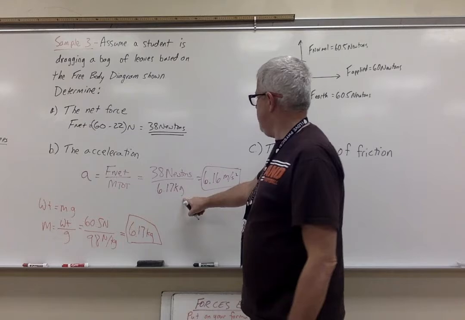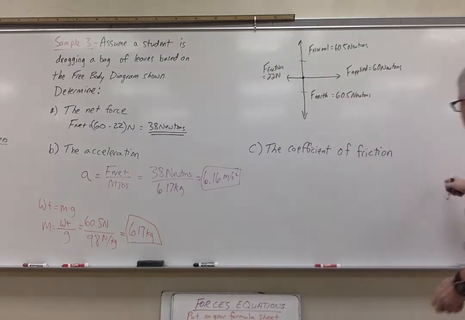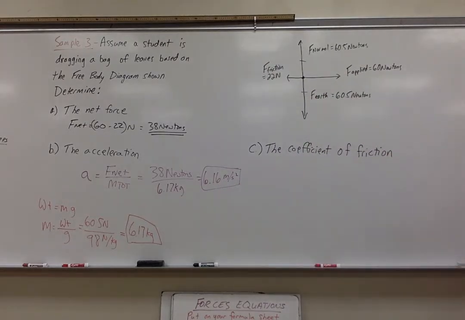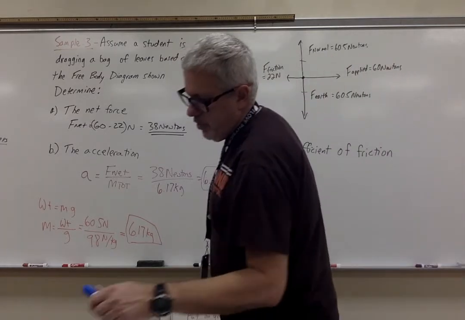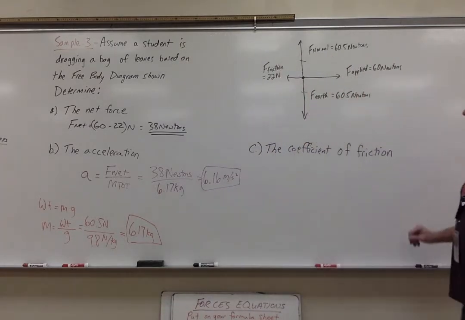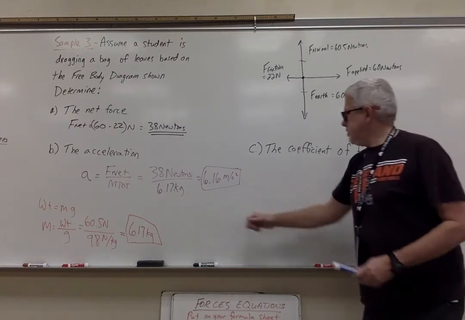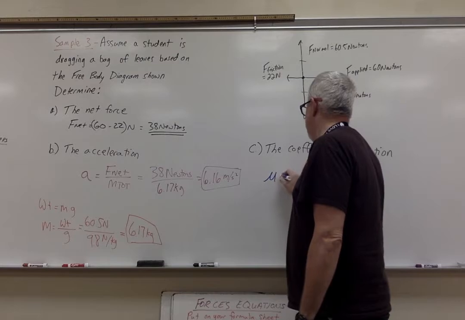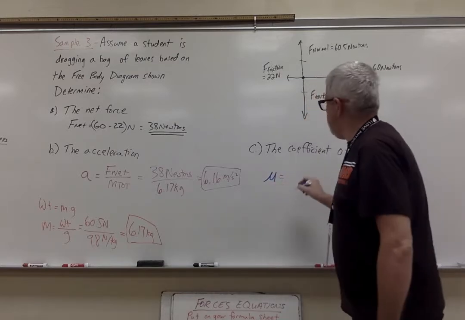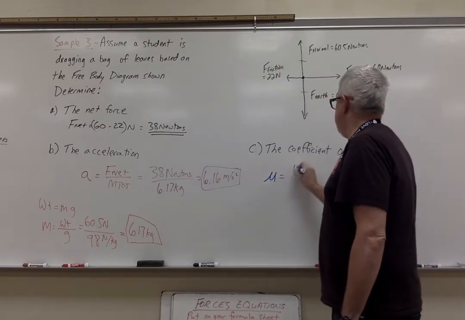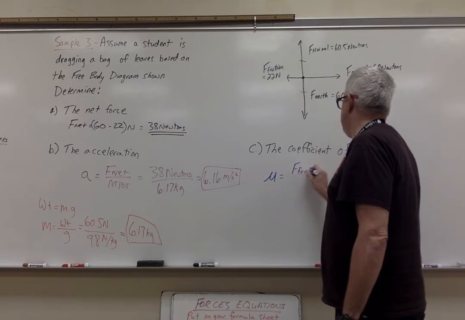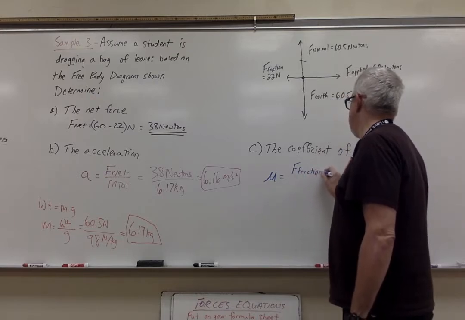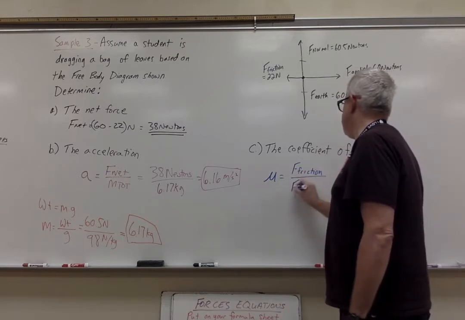Okay. The final thing is to find the coefficient of friction. Since this is moving, we would think about this as the coefficient of kinetic friction. If it's not moving, we would think of that as static friction. In this case, the formula is still the same. That's the Greek symbol mu I talked about earlier. Force of friction over the normal force.